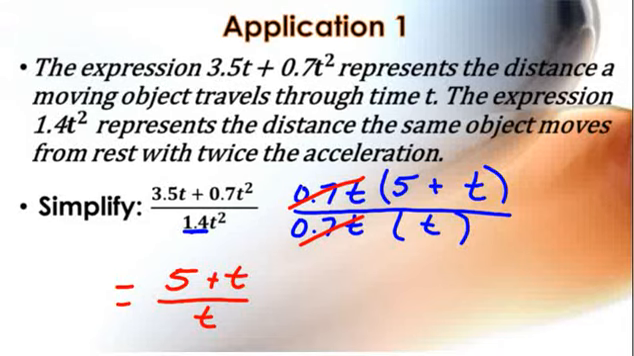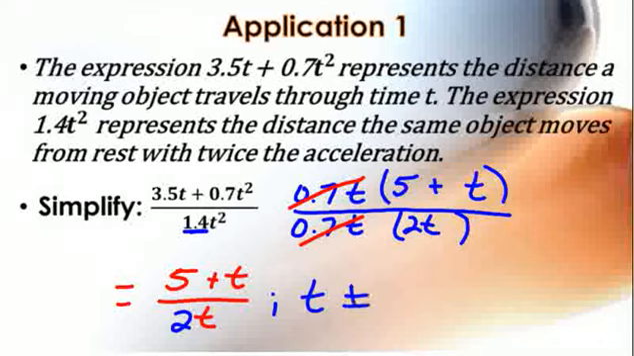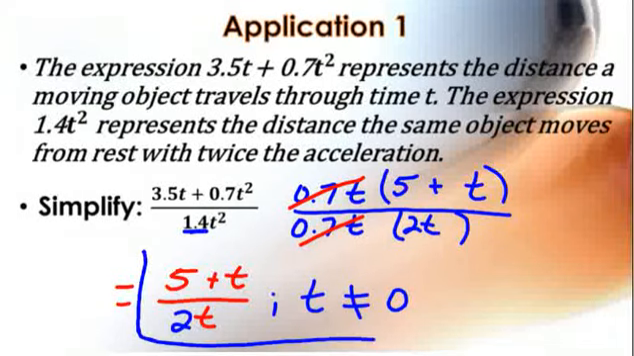I forgot, down in the bottom here, we would have a 2t left over because 1.4 divided by 0.7 would give us 2. So our answer would be 5 plus t divided by 2t. And then we have to say the t just cannot equal 0. So this would be our answer.